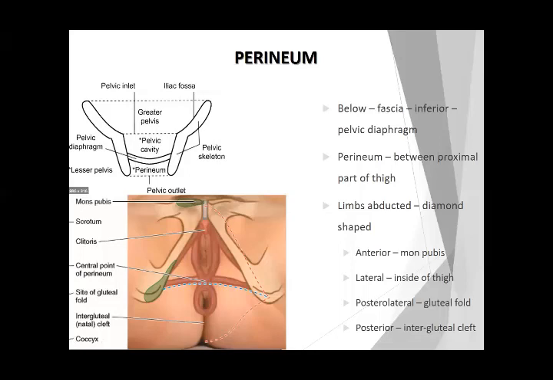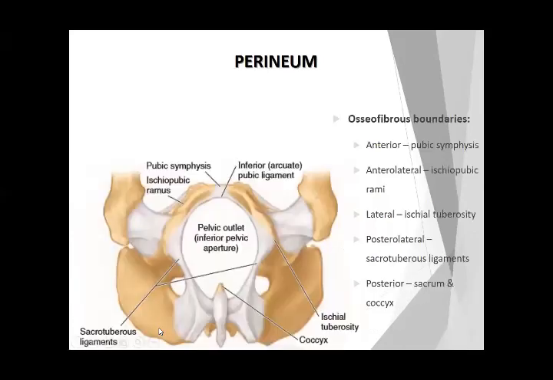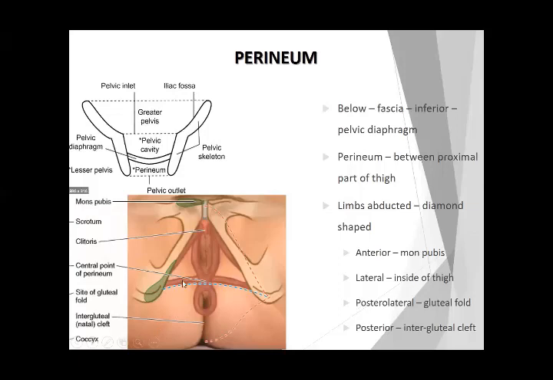between the uppermost part of the two thighs, the medial two thighs. That is the area of the perineum. However, when the limbs are abducted, they are wide apart. The perineum is then the area which is between the mons pubis anteriorly, the insides of the thigh laterally on either side, posterolaterally the gluteal folds, one on either side, and still posteriorly is the intergluteal cleft.